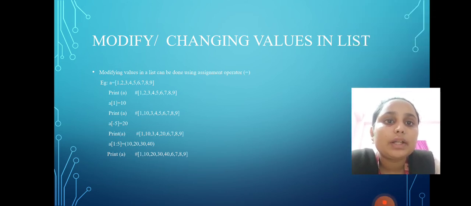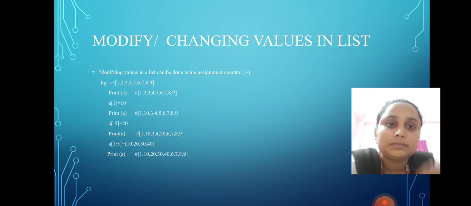Modifying and changing values in a list. Modifying values in a list can be done using the assignment operator, which we call equal to. Example, A is equal to [1, 2, 3, 4, 5] and [6, 7, 8, 9]. Print A, then it prints all the elements in A. A of 1 is equal to 10. Here print A, it prints all the elements.